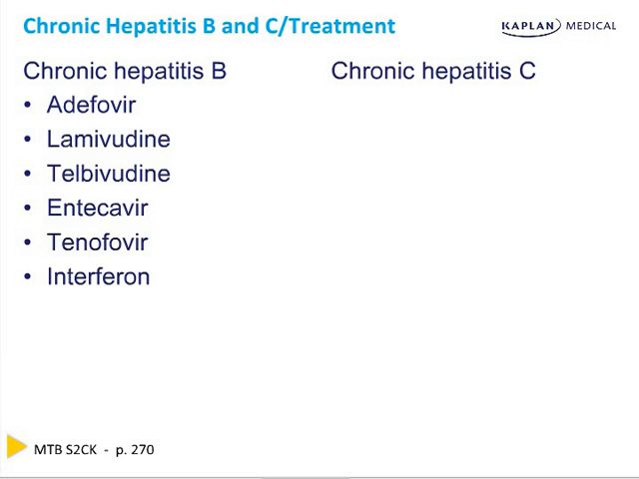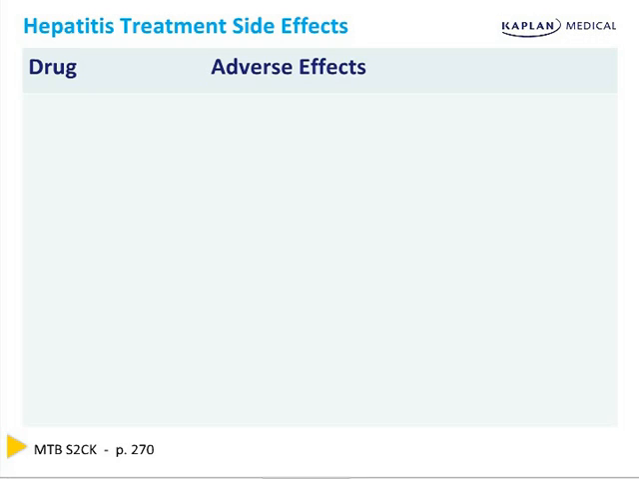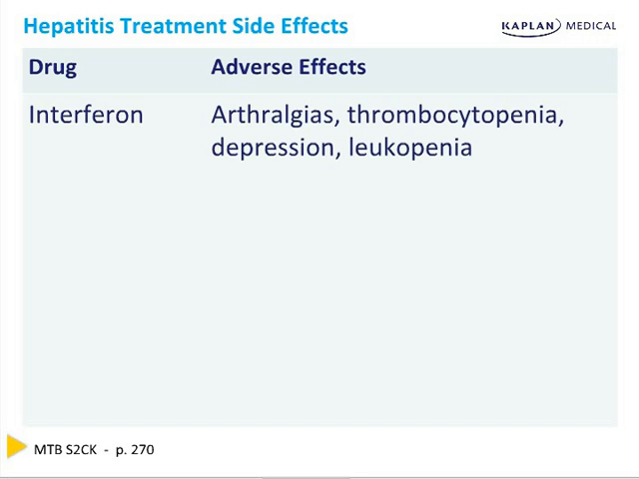The treatment of chronic hep C is a combination treatment of interferon, ribavirin, and a protease inhibitor such as telaprevir or boceprevir. There are many adverse effects to the treatment of hepatitis. Many patients will say that in the short term, the adverse effects are worse than the disease itself, but that's in the short term. Interferon will give you arthralgias, thrombocytopenia, severe depression, and leukopenia.